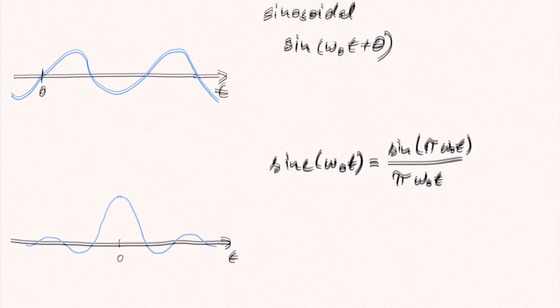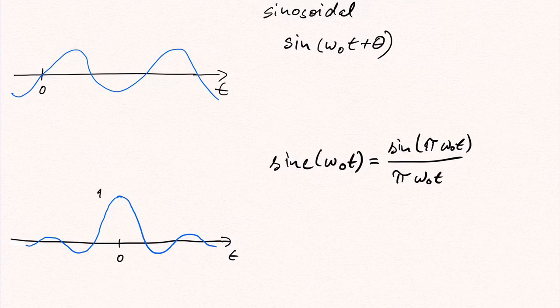Drawing the sinc yields this result. The sinc is equal to 1 for t equals 0 and has a number of zero crossings. The first zero crossing is at 1 divided by omega 0, the second at 2 divided by omega 0, and so on. It also has zero crossings at minus 1 divided by omega 0, minus 2 divided by omega 0, minus 3 divided by omega 0, and so on.